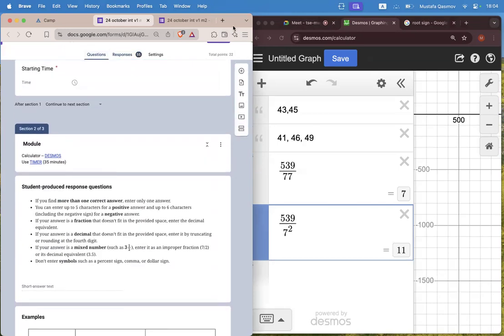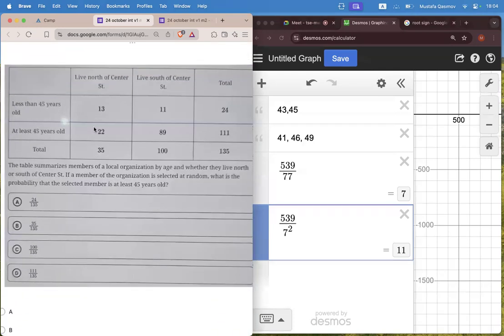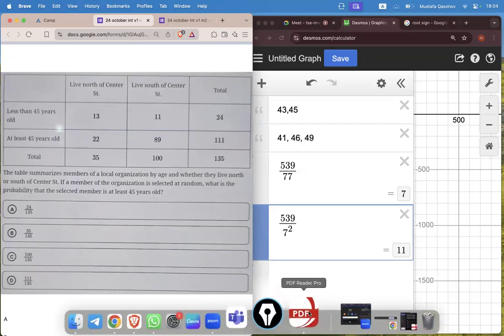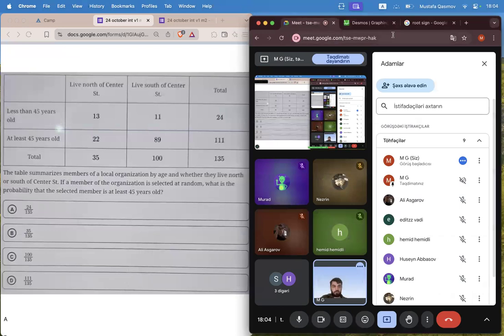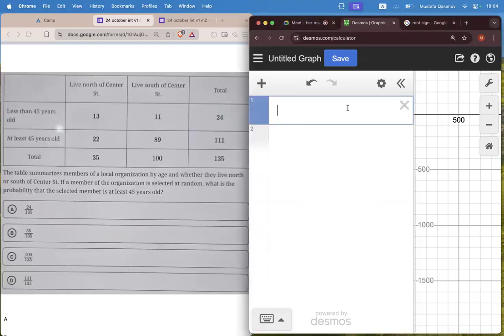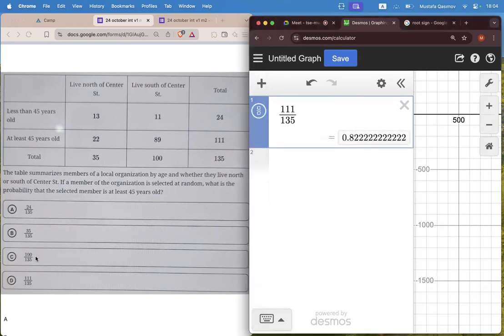Okay, today we are looking at the October exam version 1, module 1 and module 2. It is module 1. If a member from the organization is selected at random, what's the probability that the selected member is at least 45 years old? Okay, first let's look how many people we have. It is 135. And how many of them are at least 45 years old? 111. So the answer is 111 over 135, D.